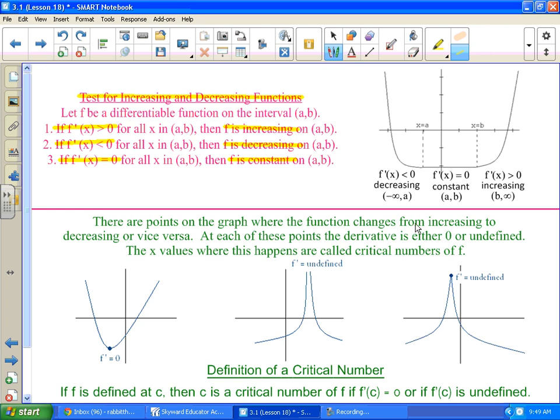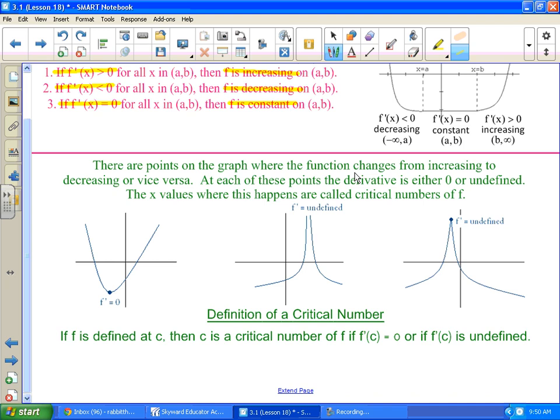So if you look at this here, the first derivative would be less than 0 from negative infinity to a, which means the function is decreasing. If the function went straight across, the first derivative would be equal to 0, and it would be constant from a to b. And then if the first derivative is greater than 0 like this, the slope is greater than 0, it's increasing. And that would be from b to infinity is how we would write those intervals. Okay. Down here.